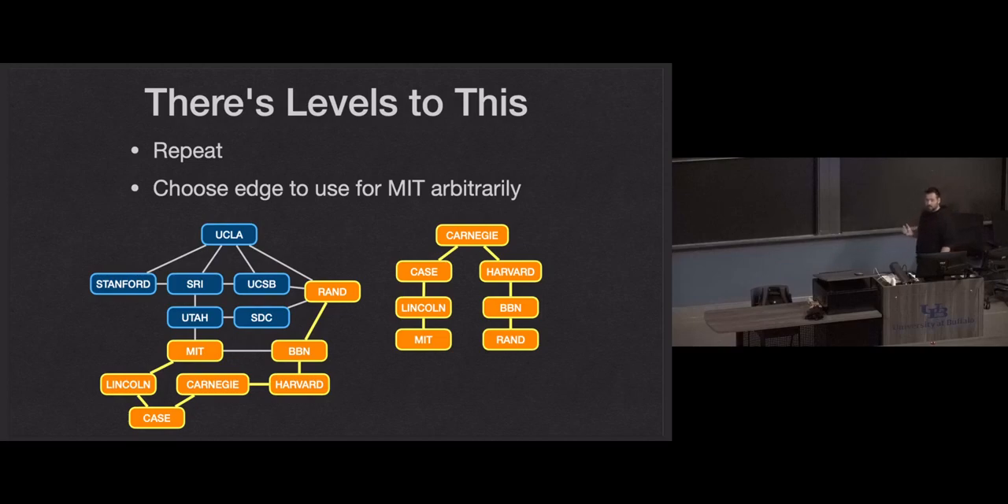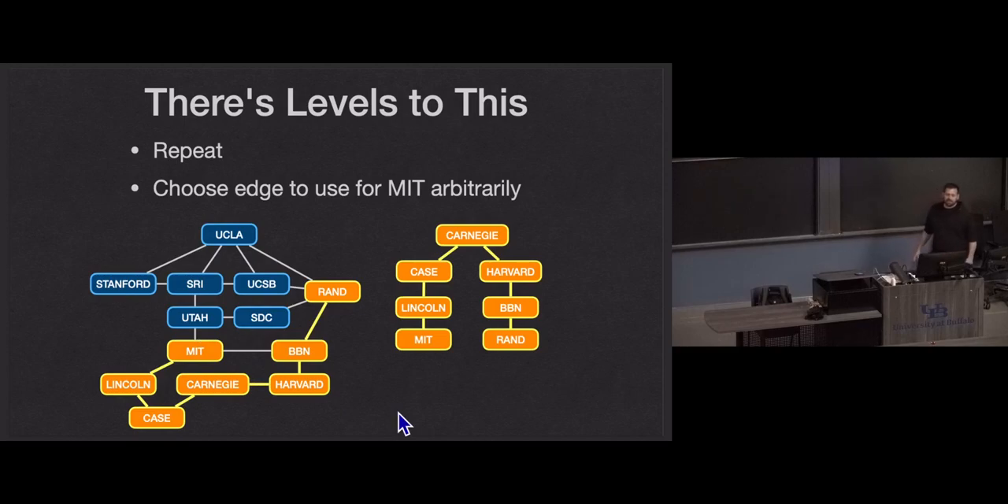It's only when the node is first discovered, or else BBN would have Harvard right here, and we'd have that issue we talked about on Monday of going infinite and blowing up when we're traversing around these cycles in the graph. We have a cycle right here. We would traverse this cycle forever. So we're only exploring a node one time, and Lincoln happened to be the one that explored MIT.